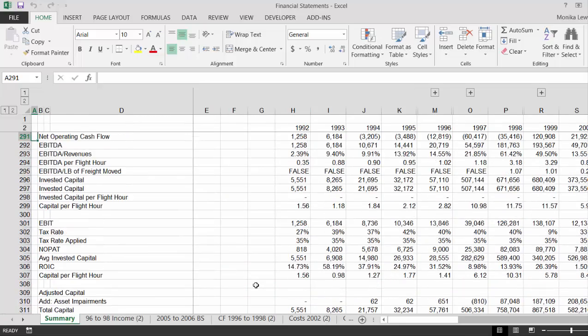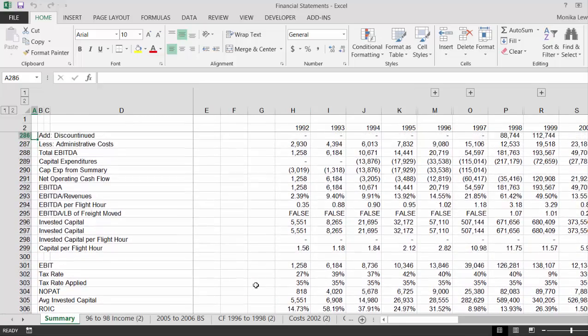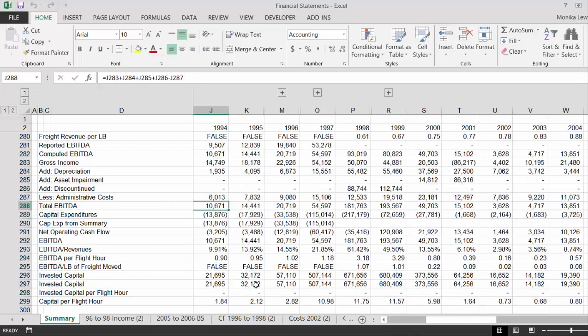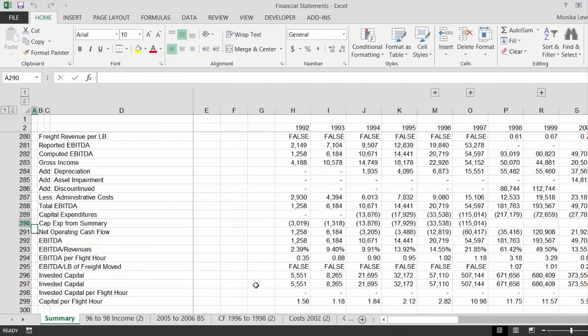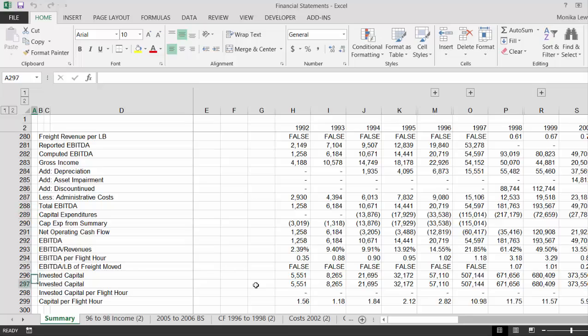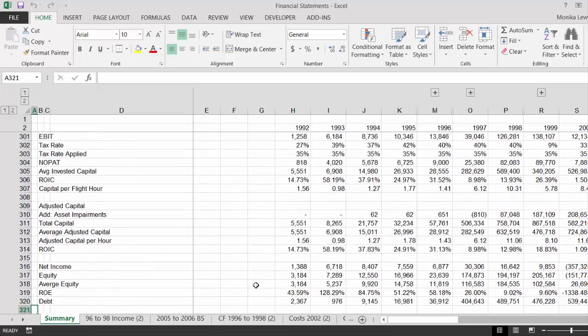Now, to compute the EBITDA, again, it's not a straightforward calculation. I took the gross income, added depreciation and asset impairment and discontinued operations, or gains or losses from, and subtracted the admin costs to get really the cash. That's how I did this, and the total EBITDA eventually went negative. That's when they went bankrupt for the second time. I'm going to graph all of this.